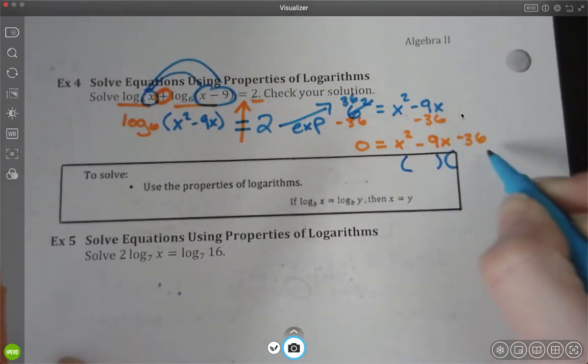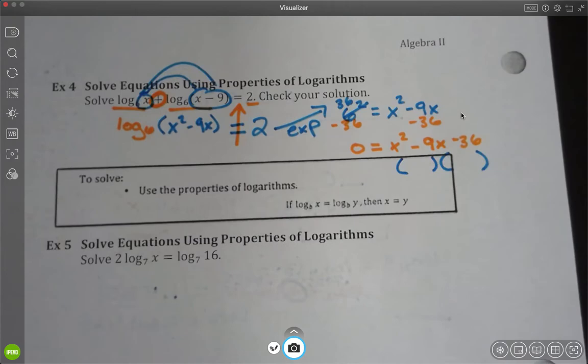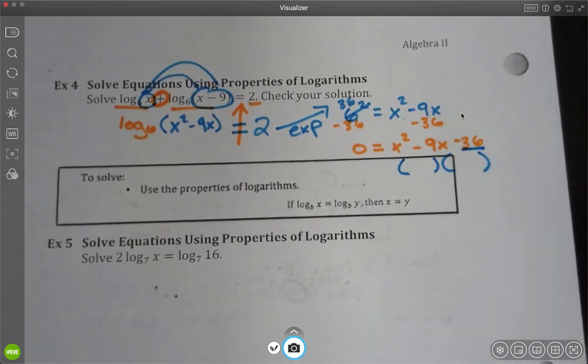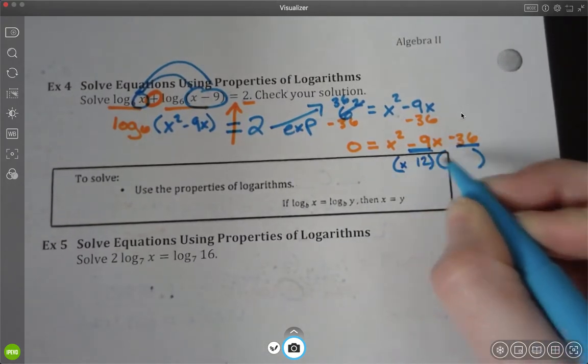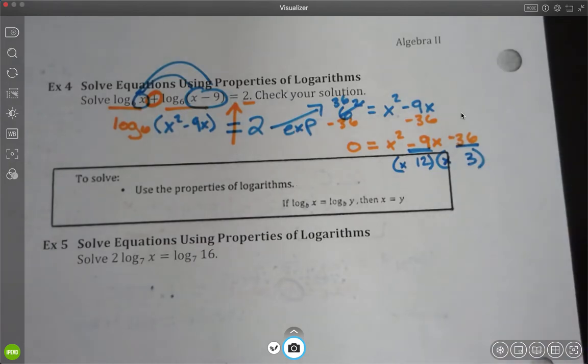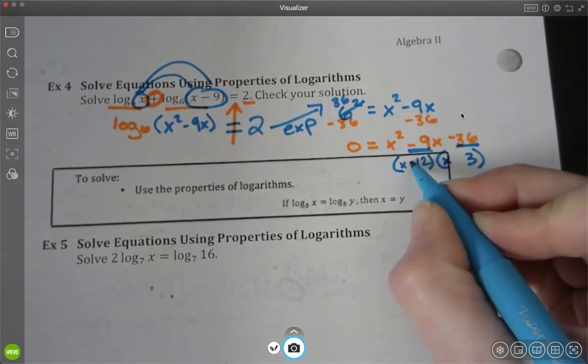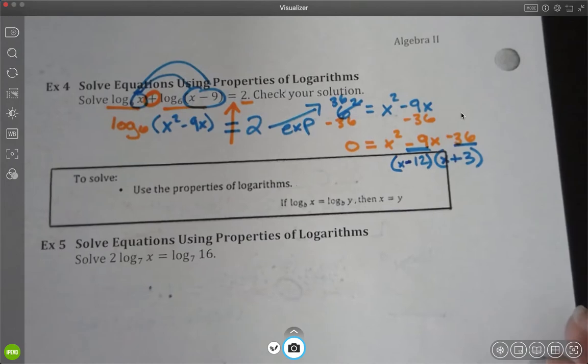So we are factoring. What can you multiply to get 36, but when you add them, give you negative 9? 12 and 3, Emma says. Which one is negative? It's going to be the 12. Yep, the 12, and this is positive 3, okay?